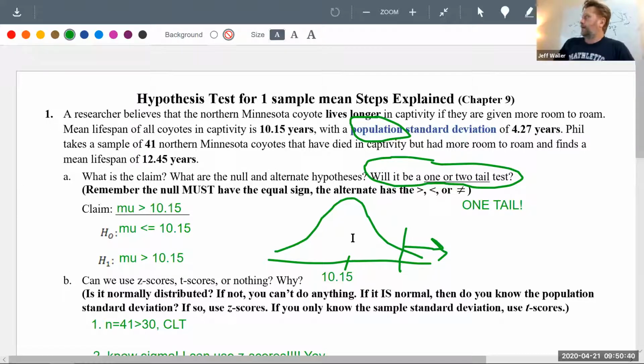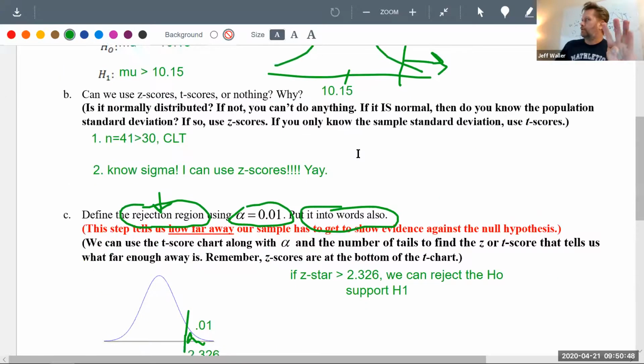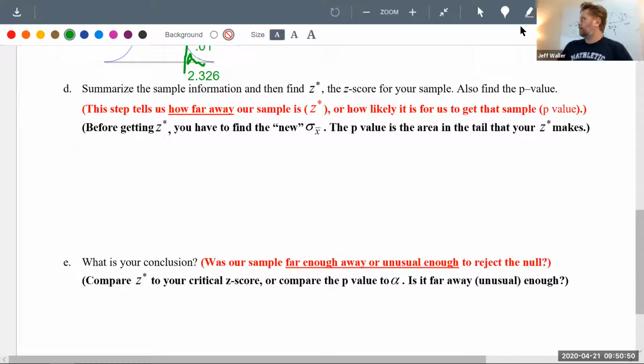Let me see. Here. So the mean is 12.45, right? The sample mean is 12.45. N is 41. Population standard deviation is 4.27. Let me write all that down.